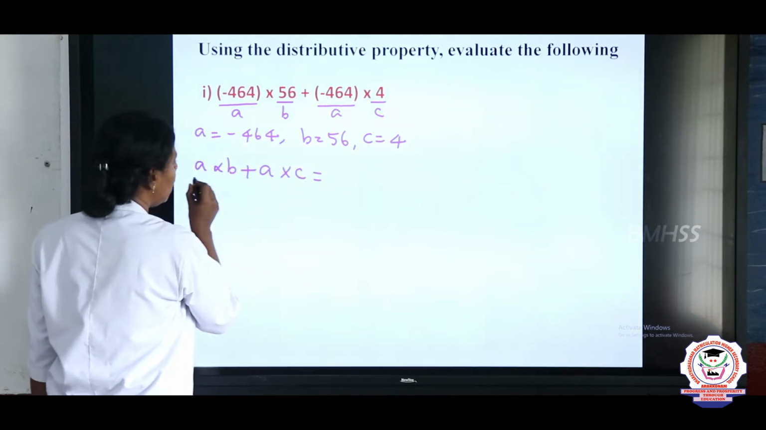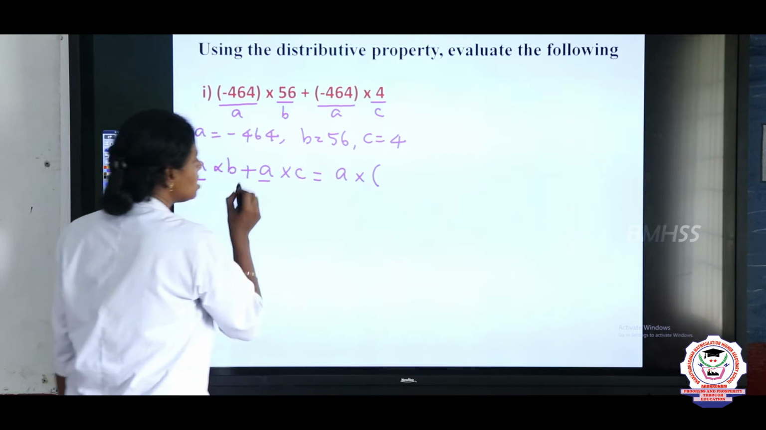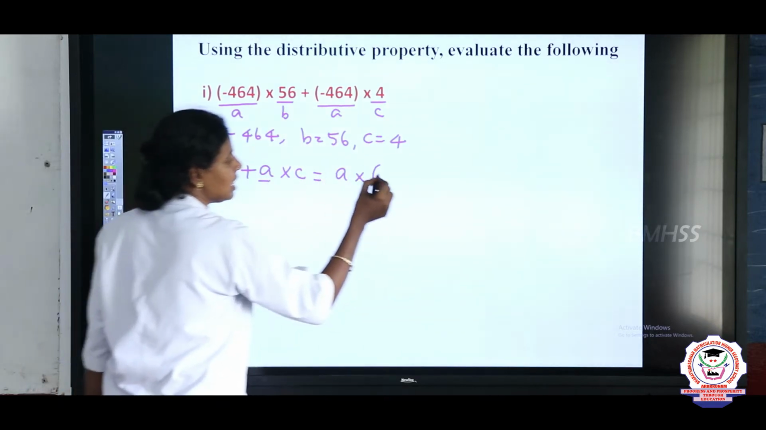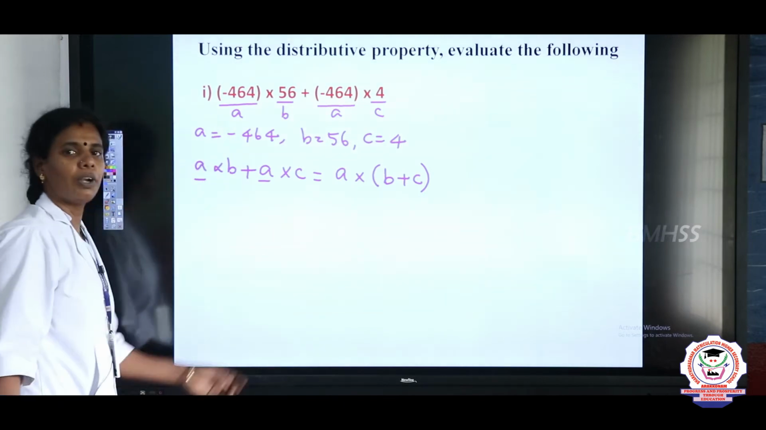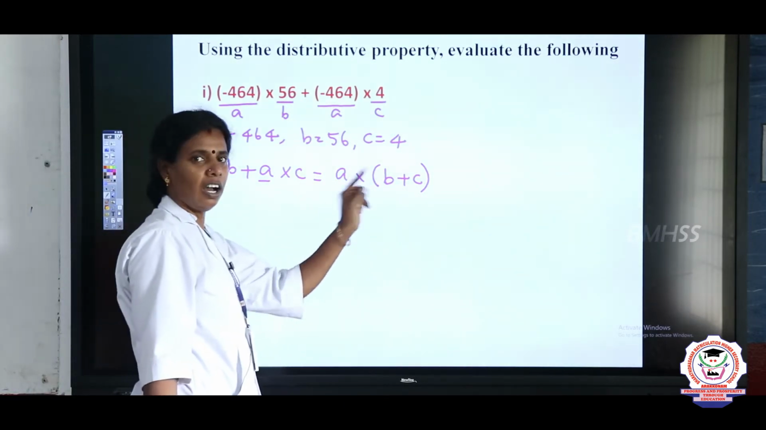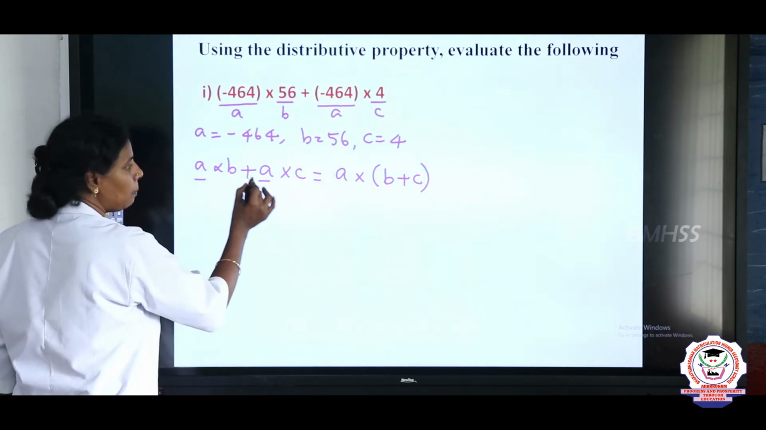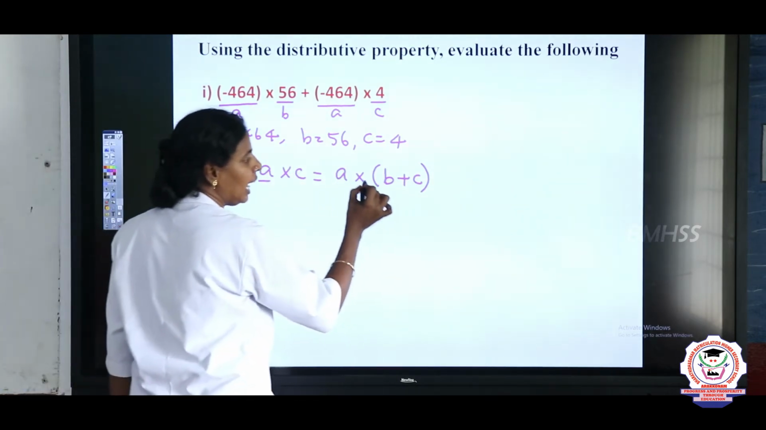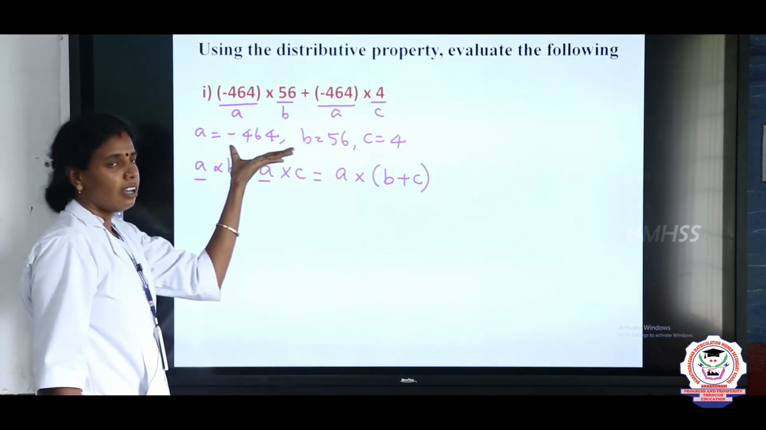So, what is the formula? A is the same, so A into, what is the set of numbers? B plus C. This is the identity for the distributive property of multiplication over addition. Now, the question is given in the form of A into B plus A into C, so we are going to find A into B plus C. The values of A, B and C are given here.